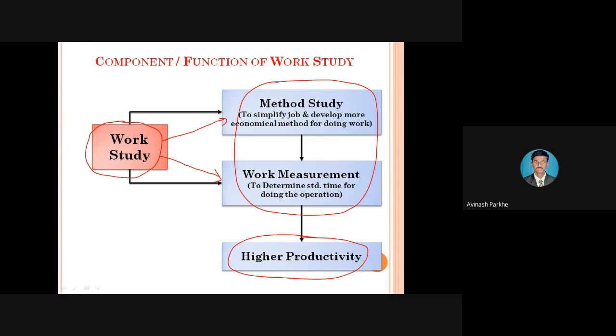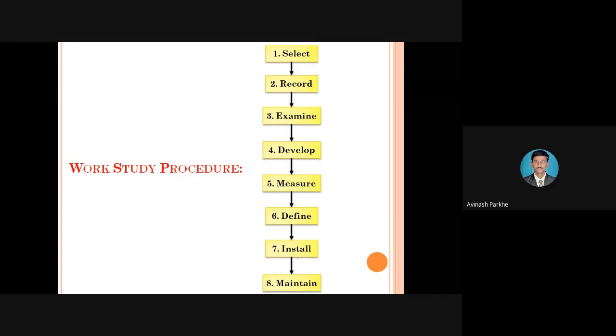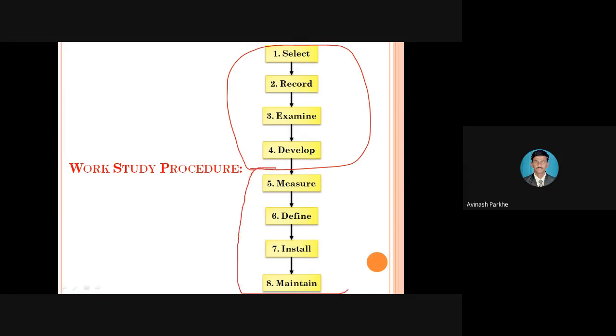So these are the two concepts represented with the help of a block diagram. The same concept we have discussed in chapter number 2 also, in the method study. But after the method study, how the work measurement is important, you will understand from this particular figure. And this is the work study procedure we have discussed in detail. Up to step number 4, this is the procedure of the method study. And from step number 5 to step number 8, this is the procedure for work measurement. Because method study means we have to eliminate the unnecessary operations.